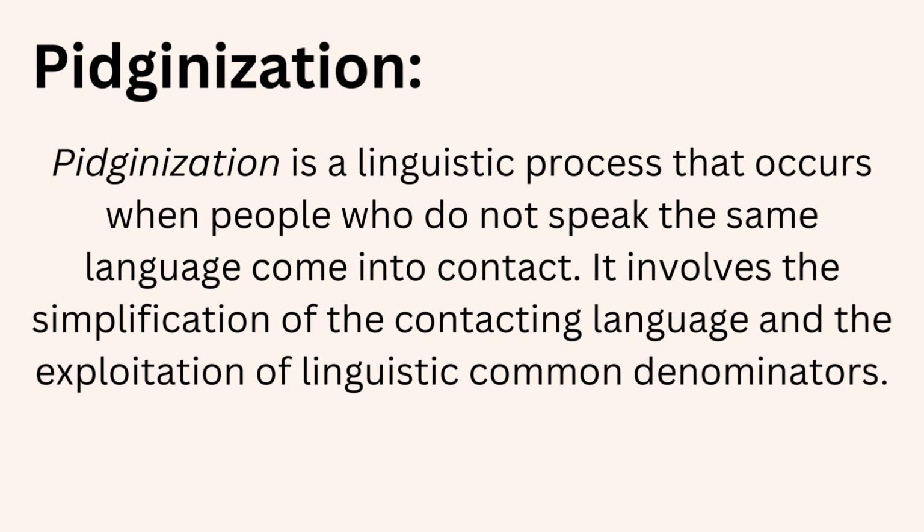Pidginization. Pidginization is a linguistic process that occurs when people who do not speak the same language come into contact. It involves the simplification of the contacting language and the exploitation of linguistic common denominators. Let's redefine it in simple words. When a group of people come in contact for the purpose of trade or other communication, they develop a language. The sole purpose of this language is to communicate and send their message, regardless of whether the tenses are correct or not, whether the syntactical order of the sentences follows the rules or not, or whether the words are correctly pronounced or not. Hence, they only use language to communicate, exploiting the linguistic denominators. The term linguistic denominator here refers to the grammar, such as tenses and voices.